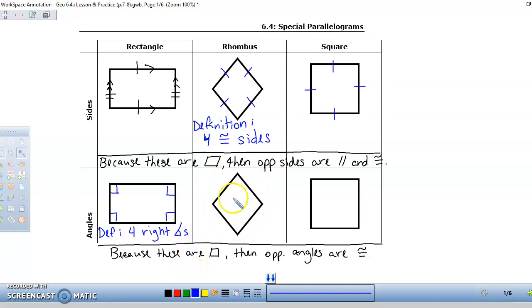Okay, for a rhombus, all we know for a rhombus are that opposite angles are congruent. Okay, these do not have to be right angles. So for a rhombus, all I know is what I know from a parallelogram. Now a square is actually a type of rectangle. It's also a type of rhombus. So for the square, I'm also going to have four right angles.